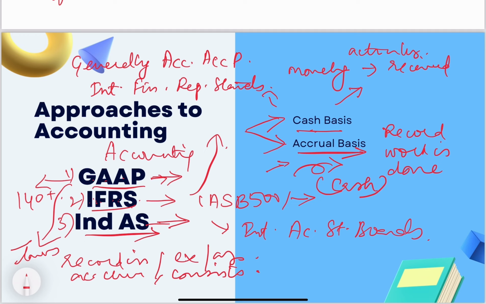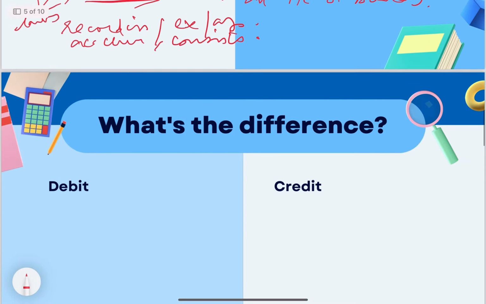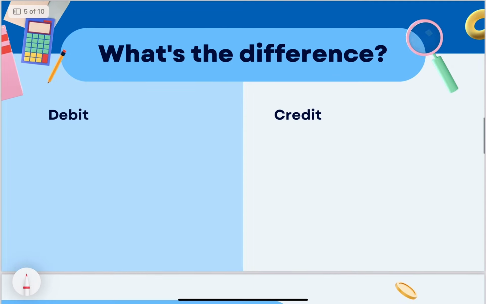Okay, so I hope you understand the differences between all three accounting principles. Let's move on to the next topic. In case you have any doubt, please leave it in the comment section. I will reply immediately.